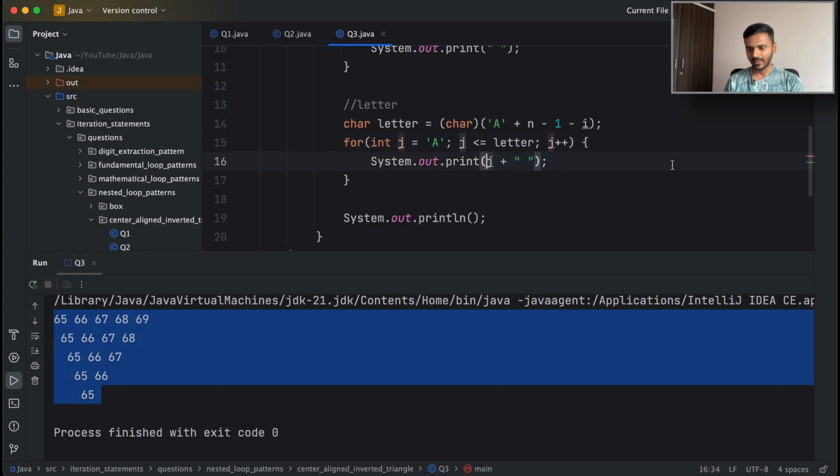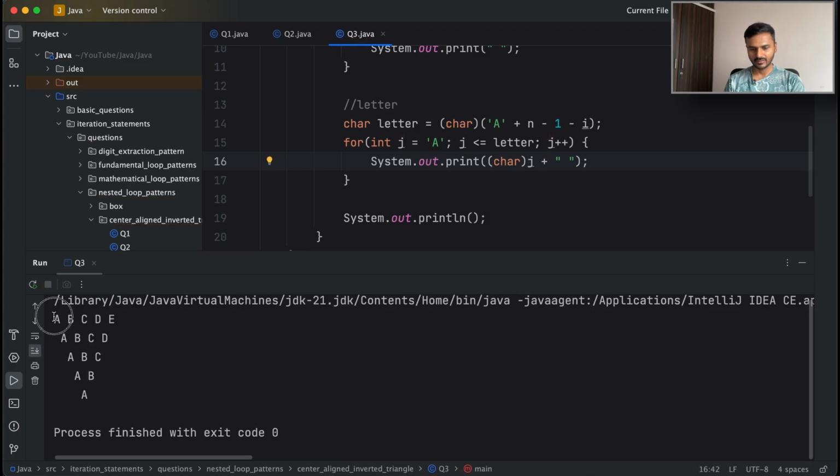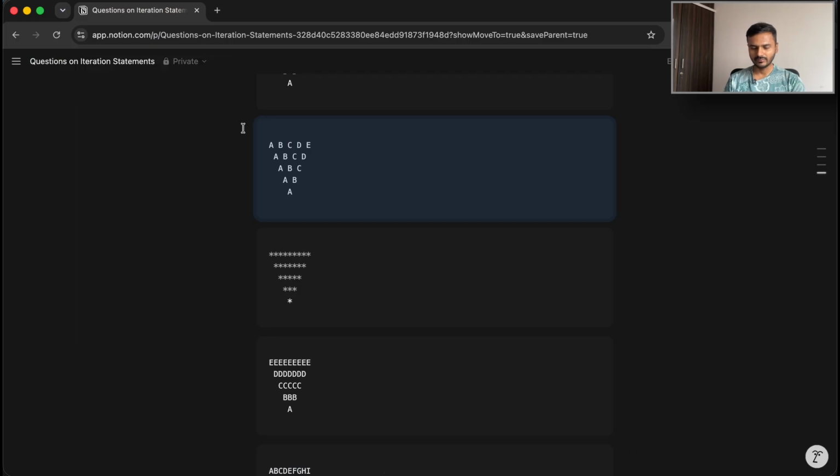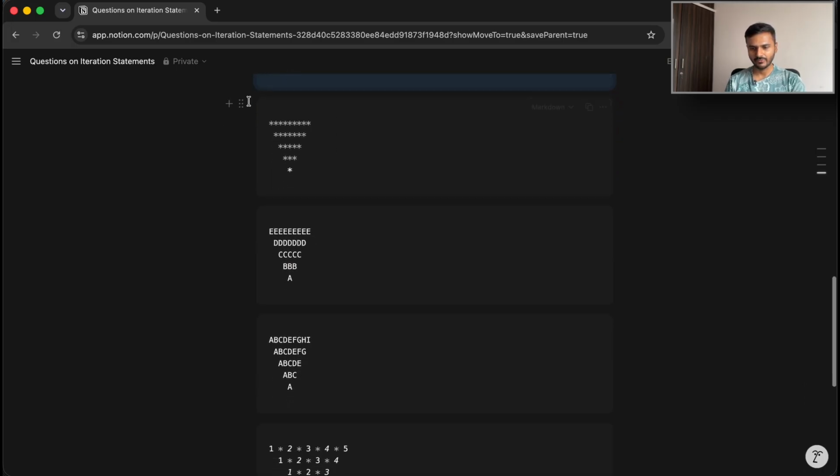This is expected. Now, if we want to print the letter instead, what we will have to do is typecast this. We'll have to say char J, right? And if I do that and run the code, this is what we get, which is exactly what we wanted. So this is how we can solve this question. And with this completed, let's move on to the next one, which is this.